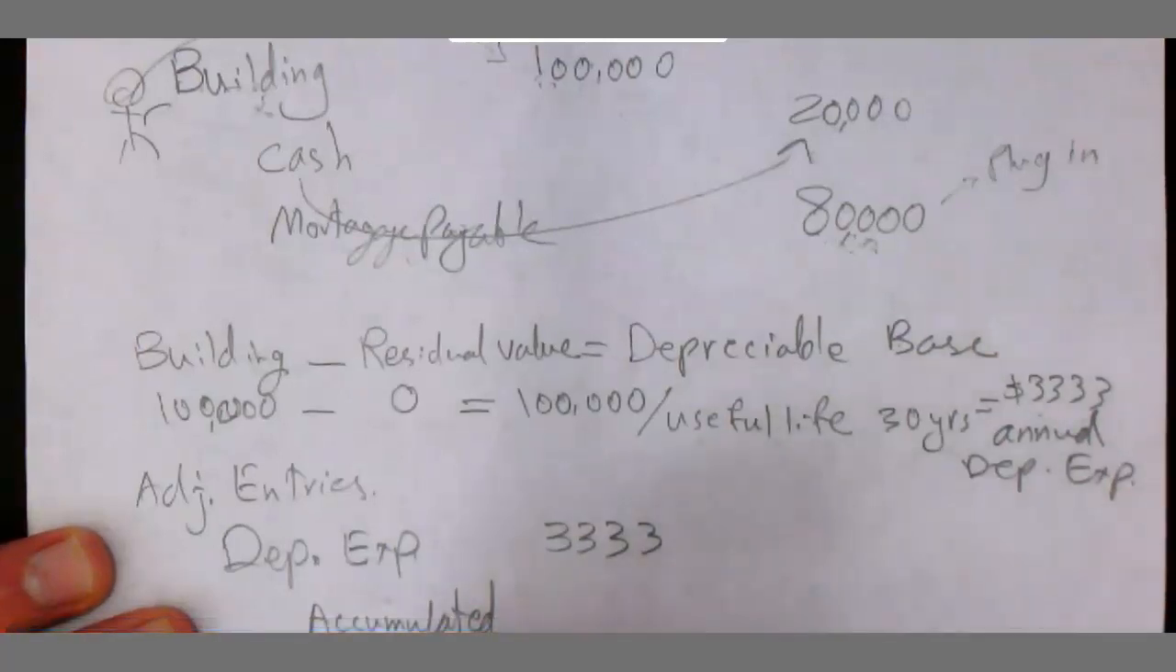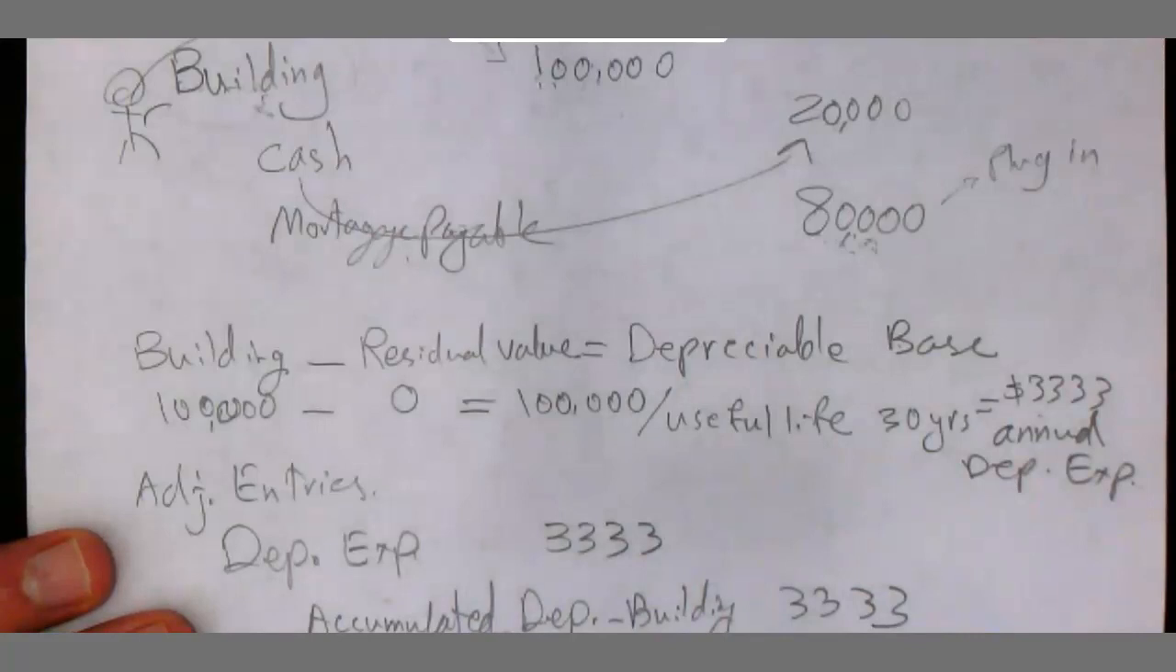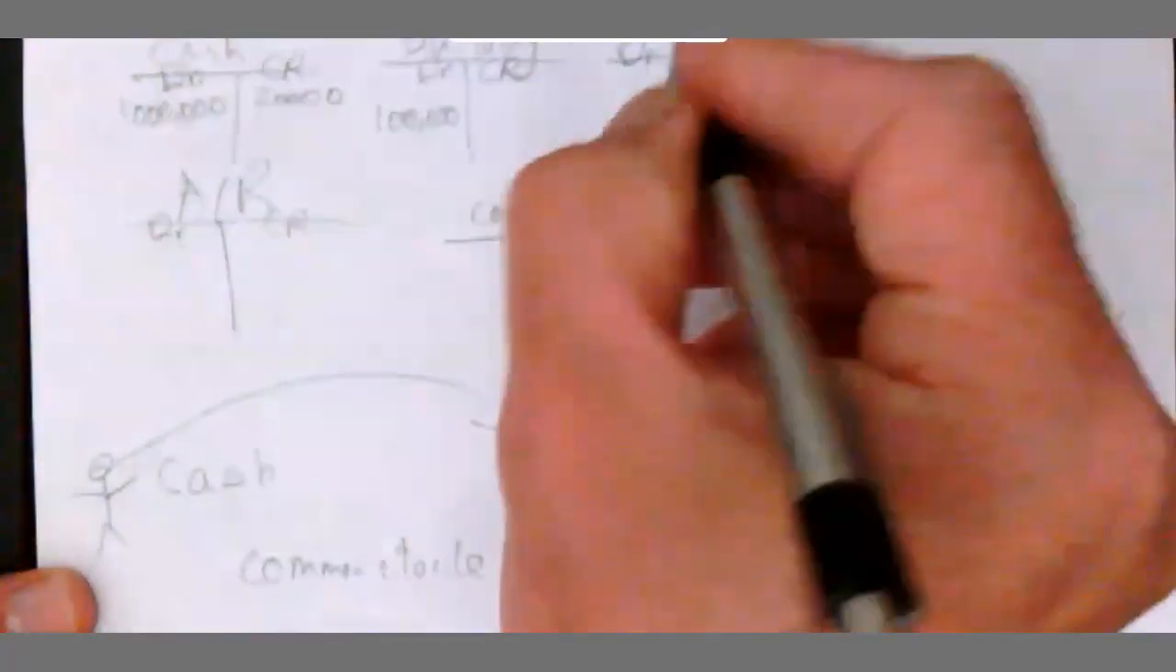But for now, for the next second, accumulated depreciation dash building, and that's $3,333 credit. And you see, I am crediting a contra account. This is where you were asking, what is a contra account? This is a contra account. So now I'm posting this. This is accumulated depreciation dash building. That is a contra of building, which is on the credit side.